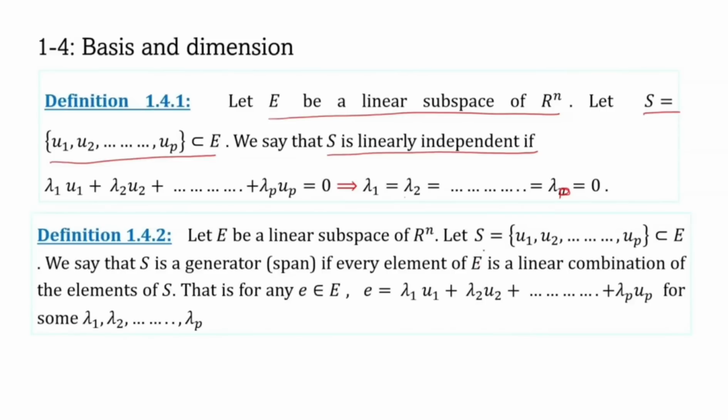The next important thing is the span. What does it mean by the span? S is a subset of the subspace E. We call S a generator or a span if every element of E is a linear combination of the elements of S. That is, for any arbitrary e belonging to E, we can write e as lambda 1 u1 plus lambda 2 u2 plus ... plus lambda p up, for some scalars lambda 1, lambda 2, ..., lambda p. If we can write it, then S is a span of the subspace E.